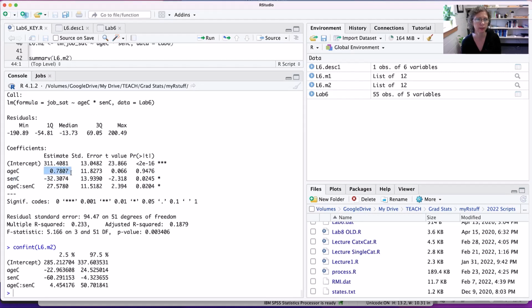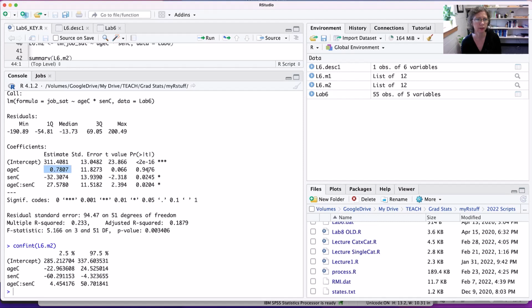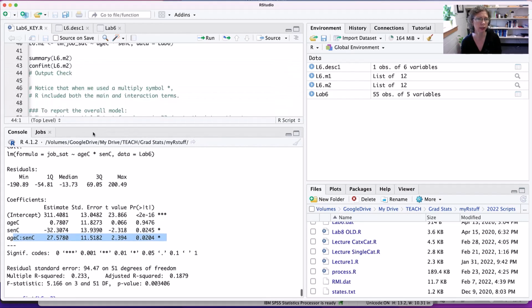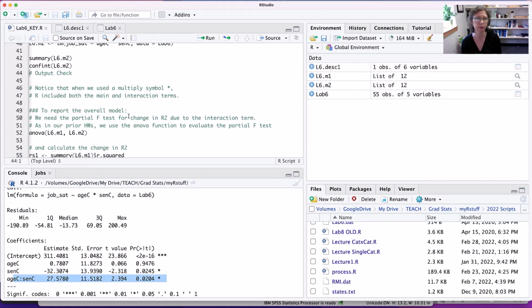So there's my estimate. I know that age, according to the p-value, is not a significant predictor of job sat. Seniority is a significant predictor, and the interaction is a significant predictor. So I have a couple more pieces of information that I would need for the main model. I'll go ahead and grab them now before I move on to probing.